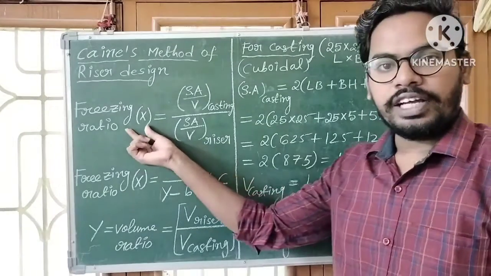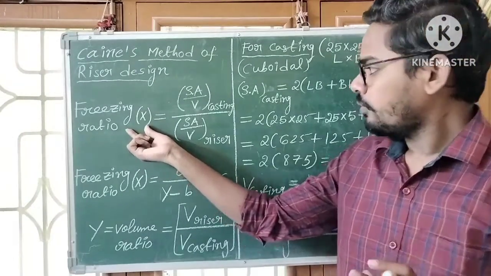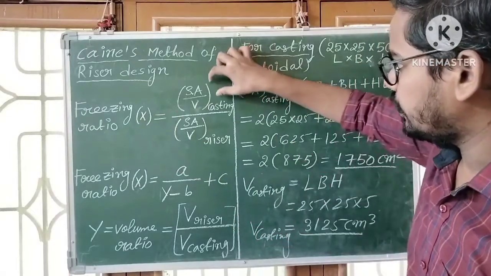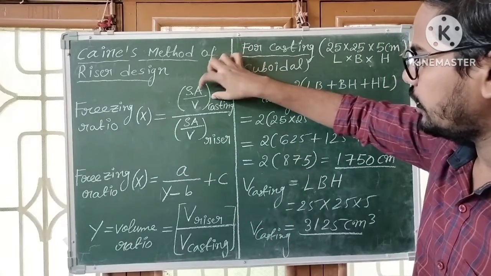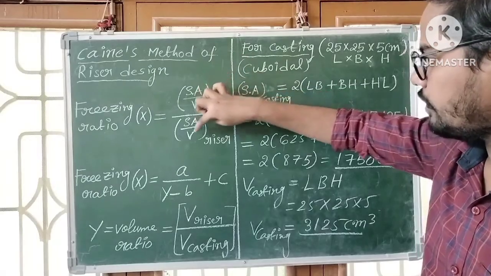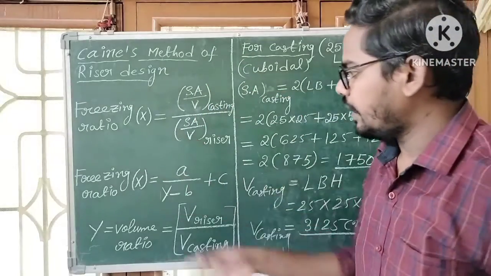So here we are going to find the freezing ratio. Okay. So to get freezing ratio, we need the ratio of surface area and volume of casting, and the ratio of surface area and volume of riser.